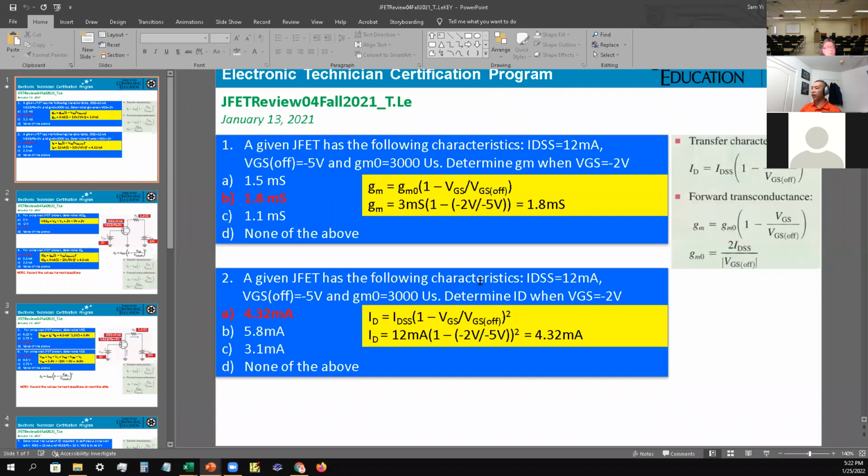Number 2: a given JFET has the following characteristics. Similar to number 1, but now they want to find ID. So just apply the transfer characteristic formula: ID equals IDSS times the quantity 1 minus VGS divided by VGS(off), that quantity squared. So it's 12 milliamps times the quantity 1 minus negative 2 volts divided by negative 5 volts, that whole quantity squared. Put that into your calculator and the answer comes to about 4.32 milliamps. So number 2 is A.